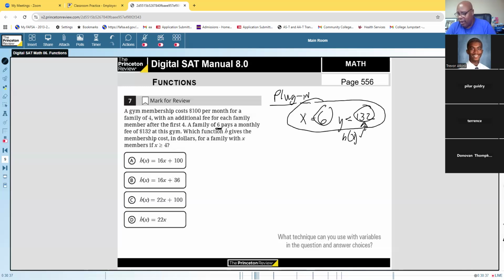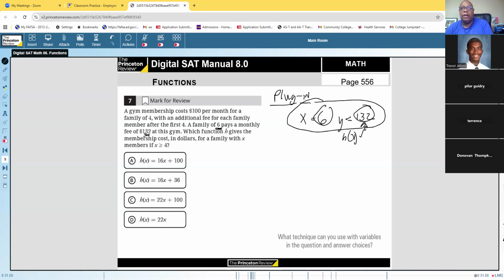5, I've never tried. My guess is with 5, I would have gotten two answers or I wouldn't have been able to finish. We got a fraction, right? There's no evidence we're going to have a fraction here. So the question is, which of the equations works out when X is 6 and H of X is 132? Because in the problem, they tell us the family of 6 pays 132.